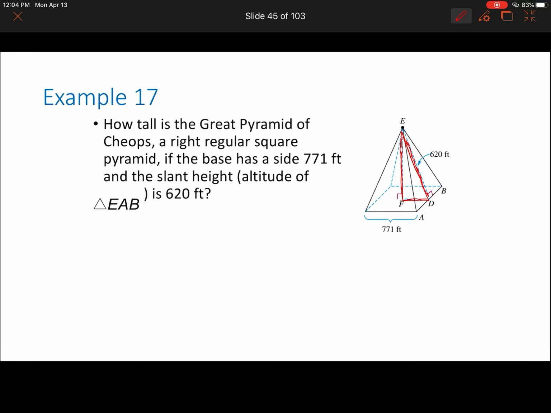So you can see that right triangle. And that's when we're wanting to find EF. We're wanting to know this side length so that we can figure out what is the height of this pyramid. Now, to do that, a couple things we got to take into consideration. If this is a square pyramid, and it's a regular square pyramid, this point E is directly over the center of that square, which means that FD, this length, is going to be half of 771.